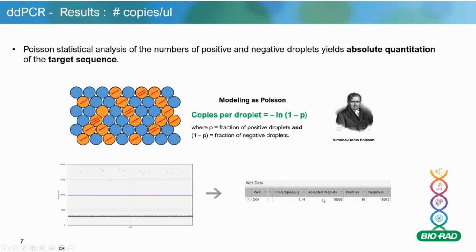It says you've got 18 positives, you've got 18,645 negatives. Those are your total number of accepted, and that's your concentration, copies per well. And you can also see here in this example, this is well D06, and these are your positives, and these are your negatives, and this is your threshold in between. Okay, so quite straightforward, really easy to work with. And you can't really introduce any bias, unlike in real-time PCR, because you can't say if it's over here, it's a negative, because it's clearly not. It's separate from the positives and negatives.